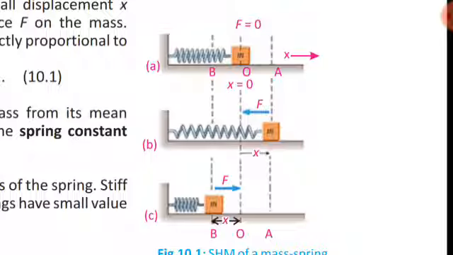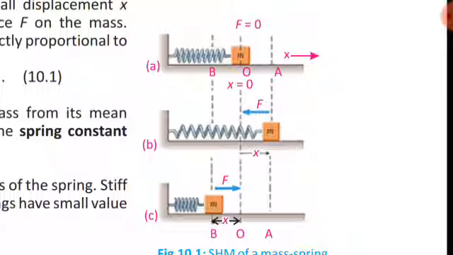And now students, here you can see there is x and an arrow in figure A, and that indicates the displacement will be in this direction. Point O indicates the mean position, and B and A are the points which are extreme positions. So students, firstly I will displace the body by applying a force from O to point A, and then I will release this body and it will start oscillating.